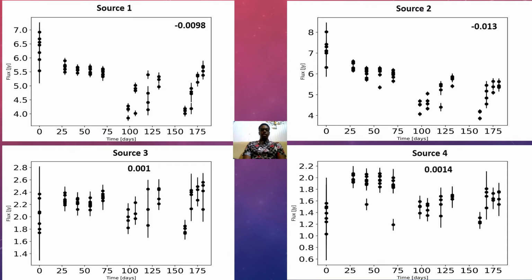Based on the sources analyzed, these are the light curves that I built. The number I got also verifies what these sources are. The number in each graph is the slope of the line of best fit. The fact that this number is close to 0 verifies that the best fit is close to a horizontal line, which represents the light curve of a constant source.